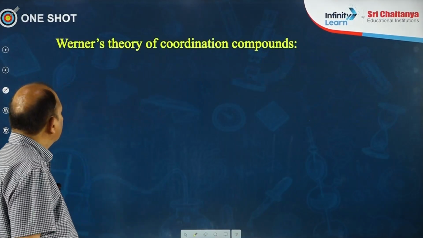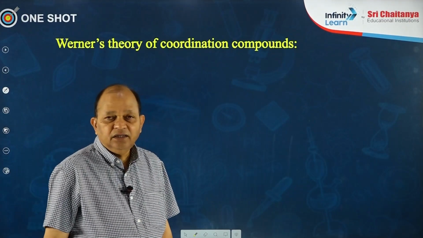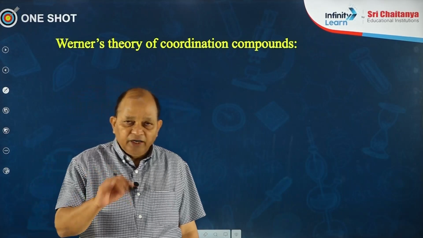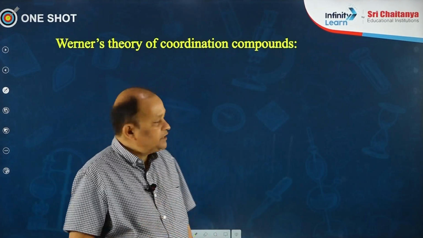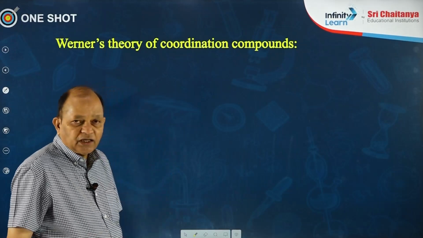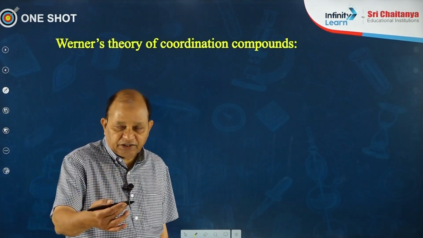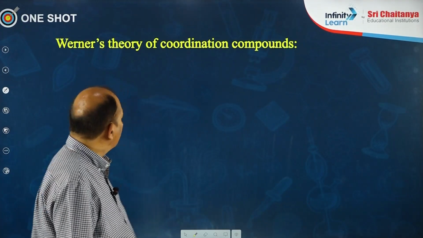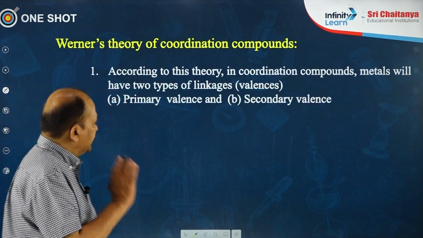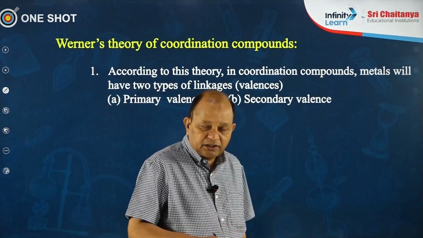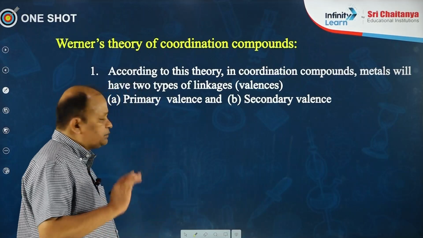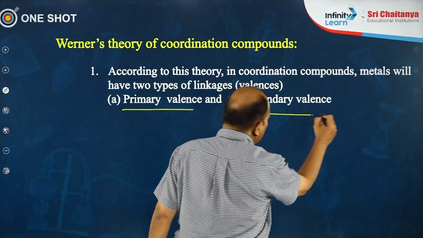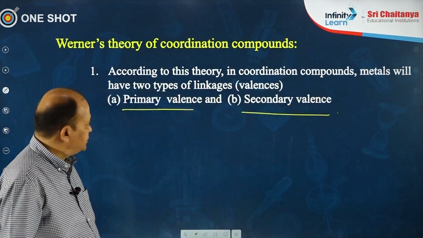Now, one of the most important topics of coordination chemistry is related to the structure and bonding in complex compounds. The first one is Werner's theory of coordination compounds. It has certain postulates. First, I will explain the postulates and then I will show with examples. According to this theory, in coordination compounds, the metal will have two types of linkages or valences. One is the primary valence and the other is the secondary valence. I shall show with examples, just wait.